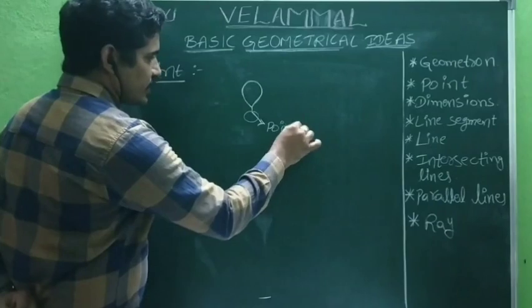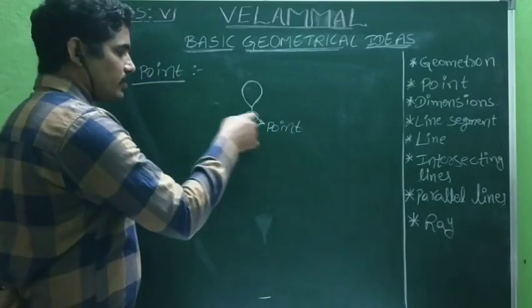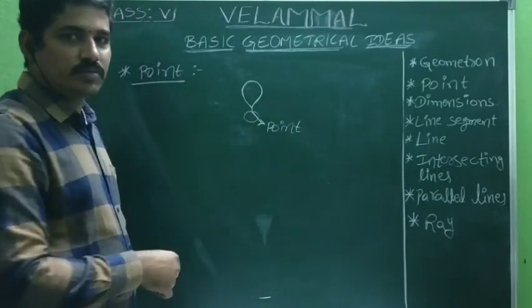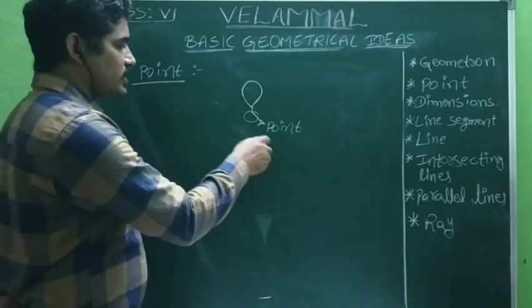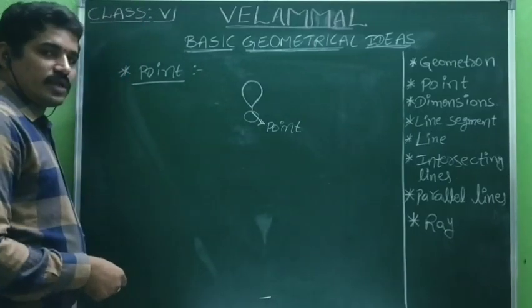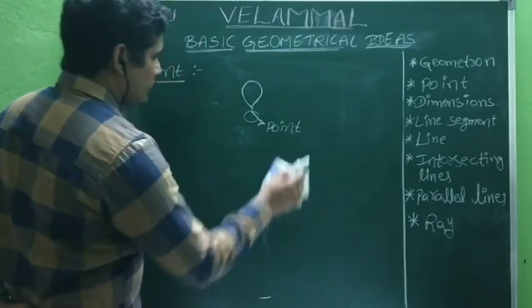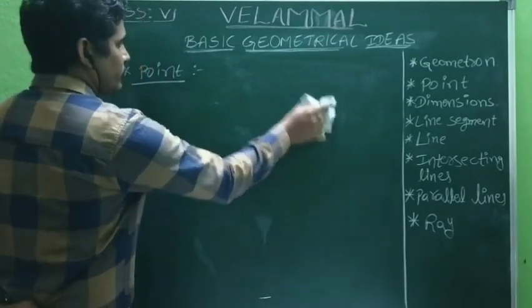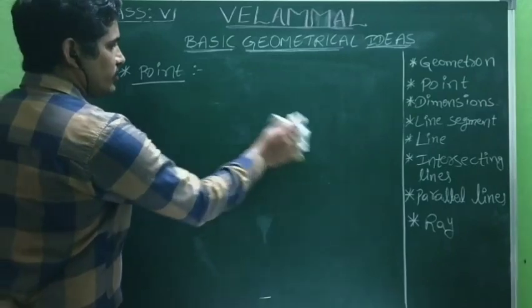This tip we will take as a point. That point represents the Velamal Vidyalaya Partipattu location. So we can say a point is used for the representation of any location. We learned what a point is and how to name a point.